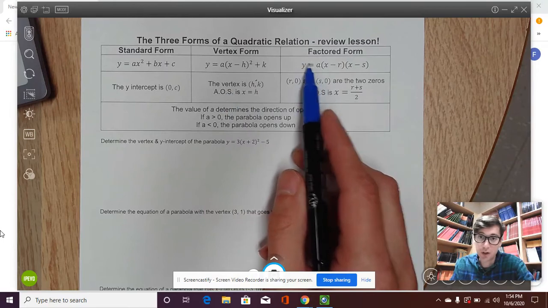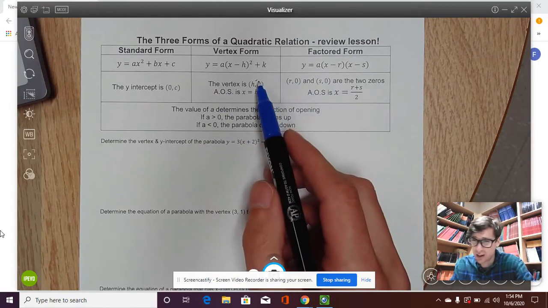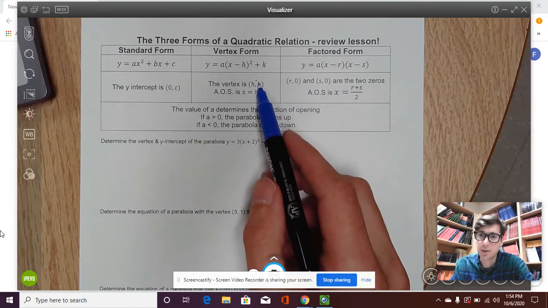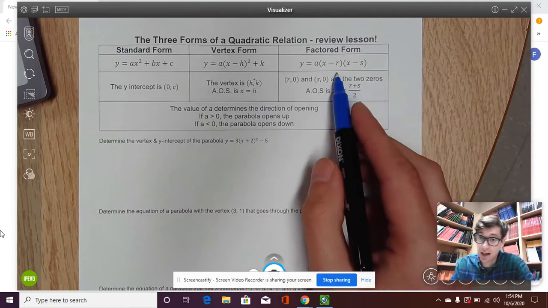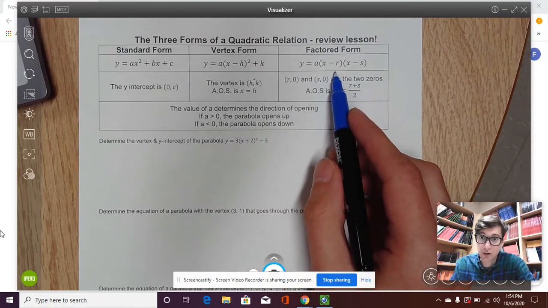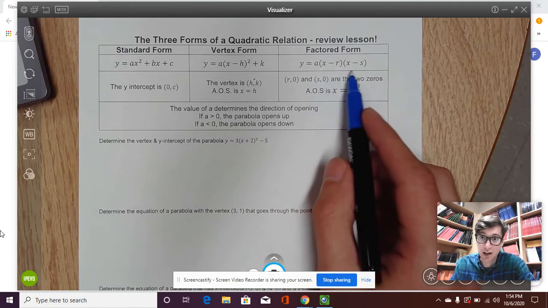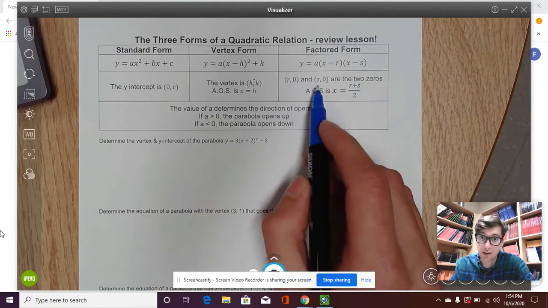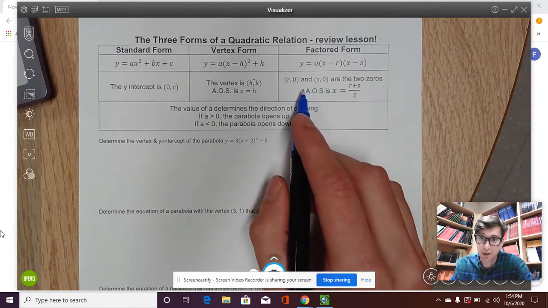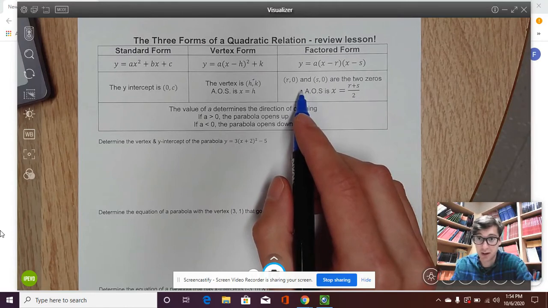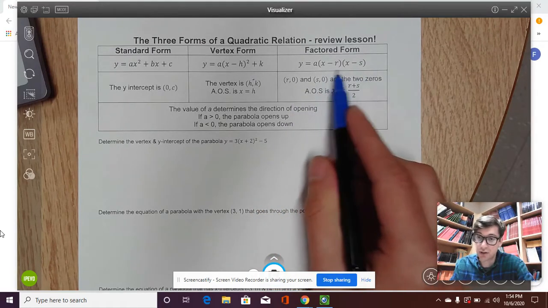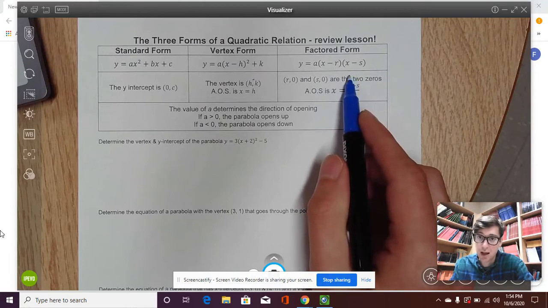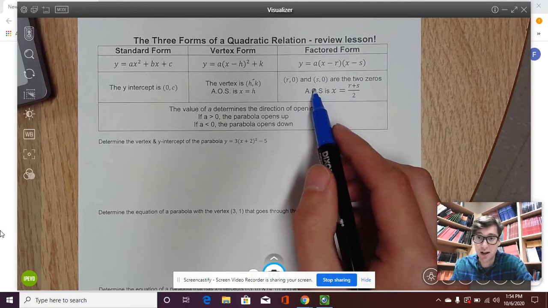The third form, we call it factored form. We could call it zeros form, if that helps you remember it better. The information I get in this form is the two zeros, r and s. So (r, 0) and (s, 0) is how we like to write our x-intercepts as points, and those are the two zeros, or roots, or x-intercepts. In the brackets, these negatives are reminding us to flip the signs of r and s.